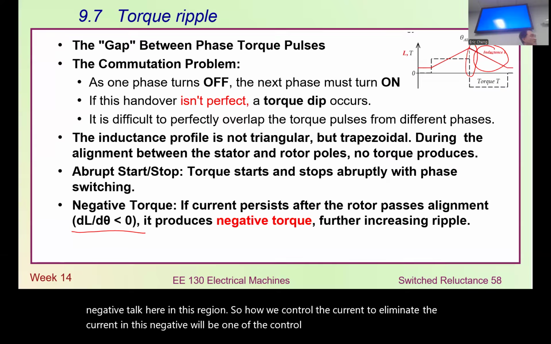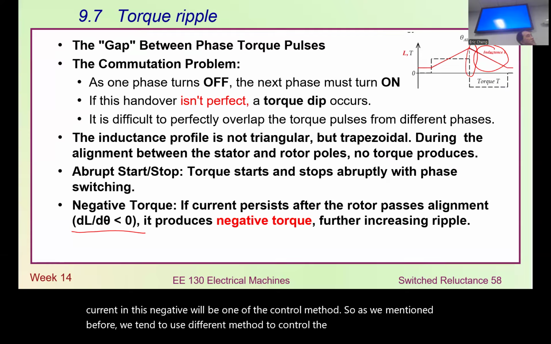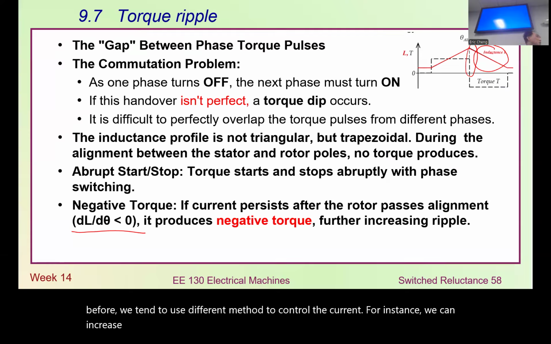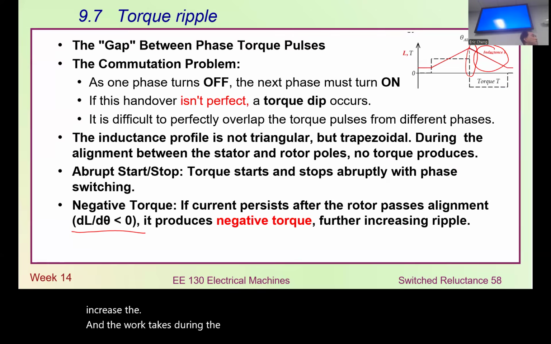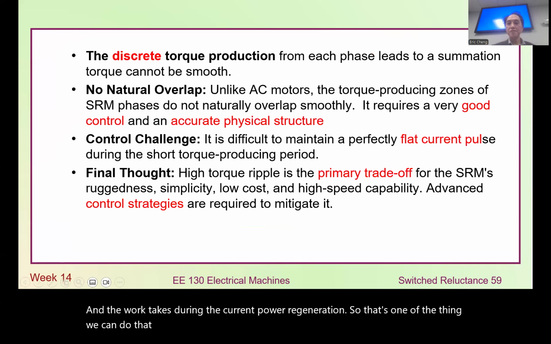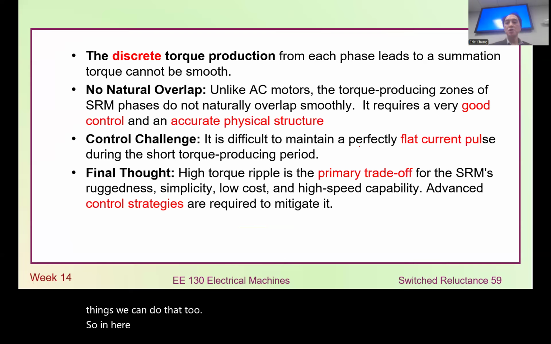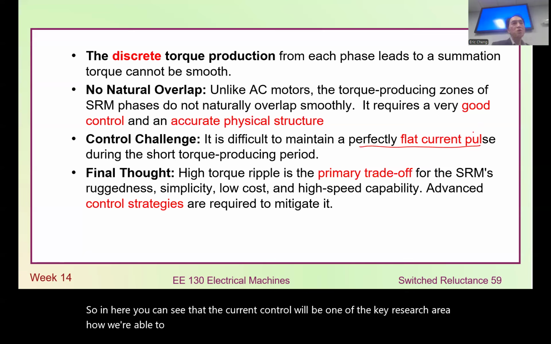As we mentioned before, we tend to use different methods to control the current. For instance, we can increase the voltage during the current power regeneration. That's one of the things we can do too. So you can see that current control will be one of the key research areas, how we are able to control the current. By controlling the current, you can eliminate negative torque. We can also control the torque profile really well.